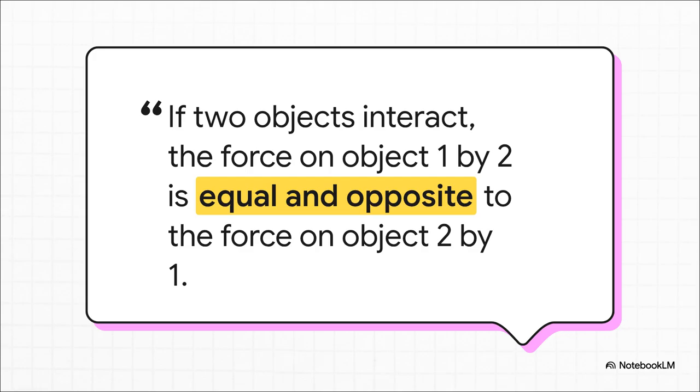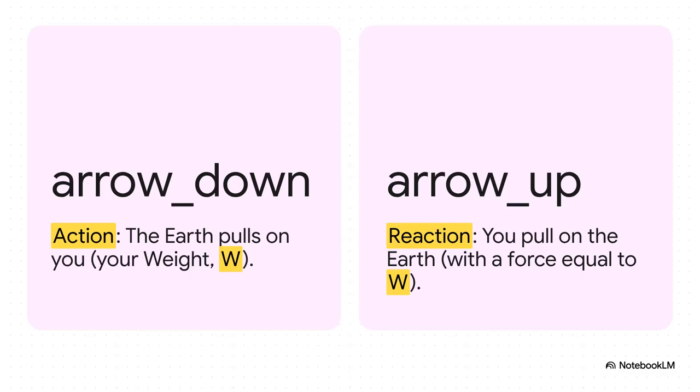It's impossible. So whenever you identify a force, you should always be able to point to its counterpart, the other half of that interaction. Here's a kind of mind-bending example to make this real. The Earth exerts a gravitational force on you, right? We call that your weight. Well, at that exact same moment, you are pulling up on the entire planet Earth with a force that is the exact same magnitude. Wild, huh?